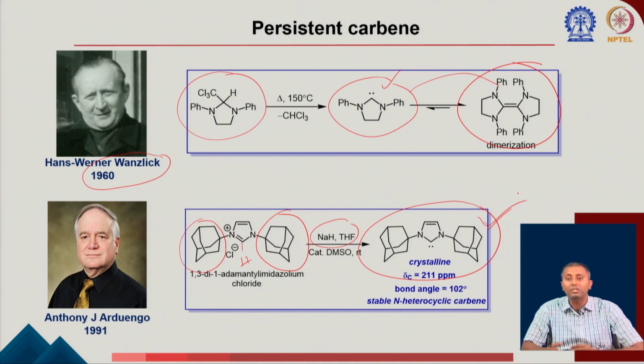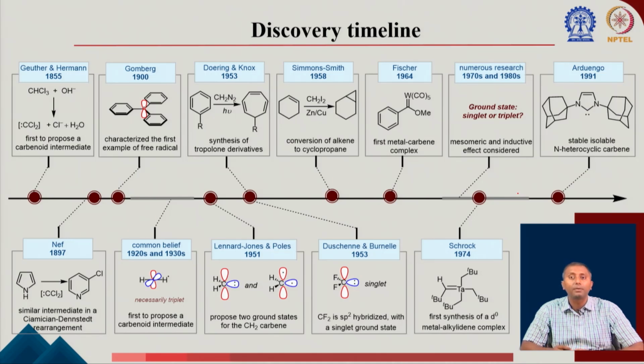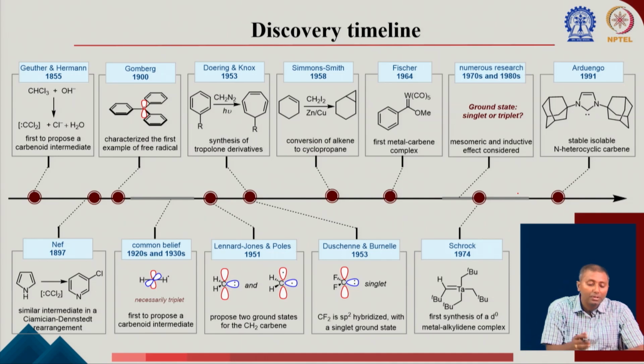Now we are going to try to classify carbenes into singlet and triplet. Before going to the classification, let us go through some of the discoveries. Of course, this is a discovery timeline, and I cannot read every single thing. I am just going to highlight some of the important discoveries. This is for your understanding of how this chemistry actually developed.